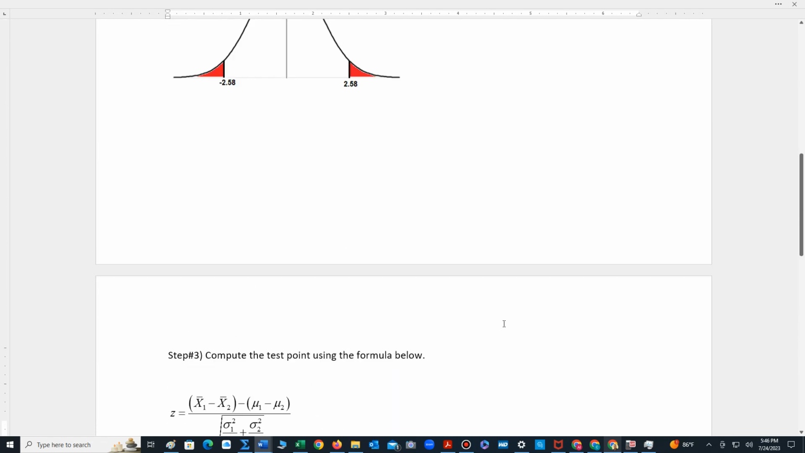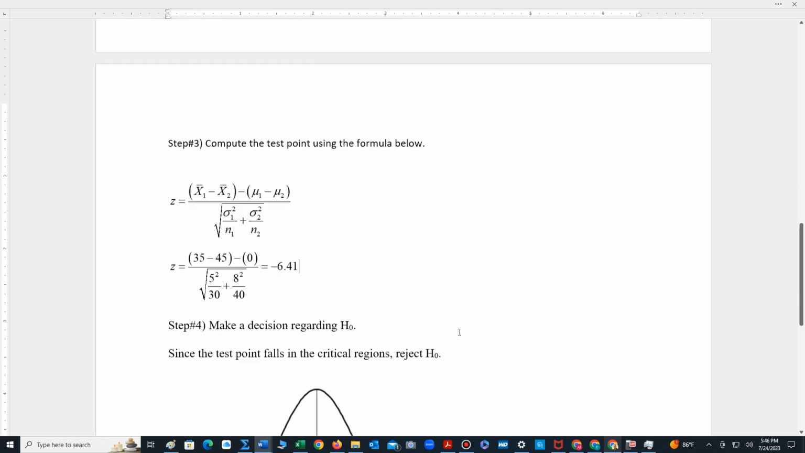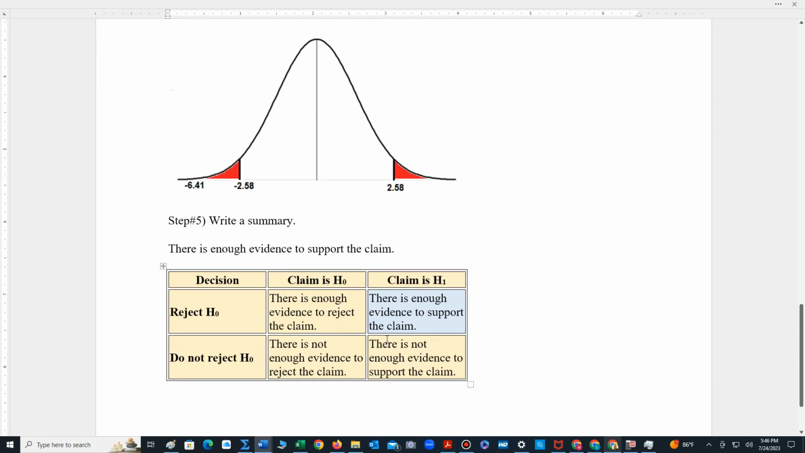If we go back, we can see that the claim is H sub 1, and I like to use the flow chart that I provided to you with the notes. Since the claim is H sub 1 and we rejected H0, we can state there is enough evidence to support the claim.